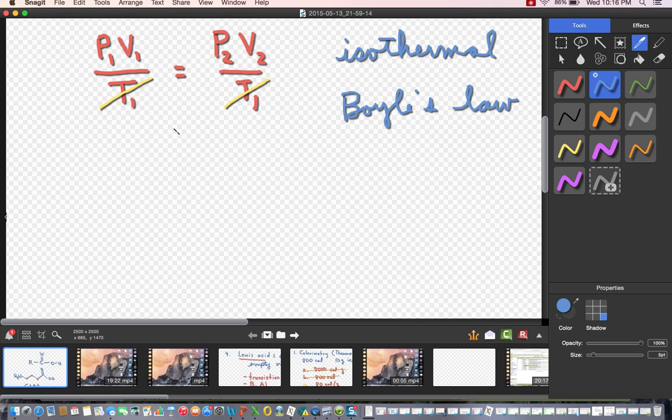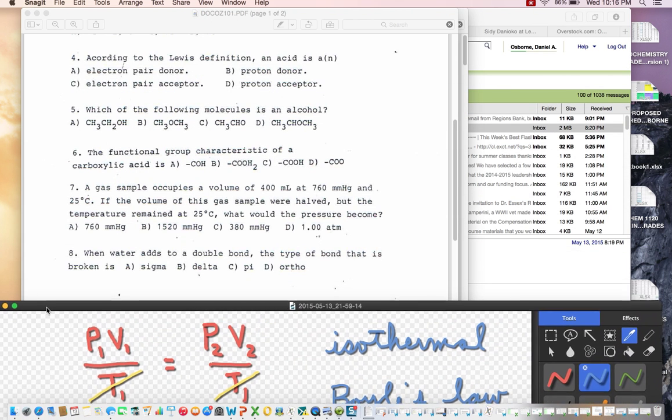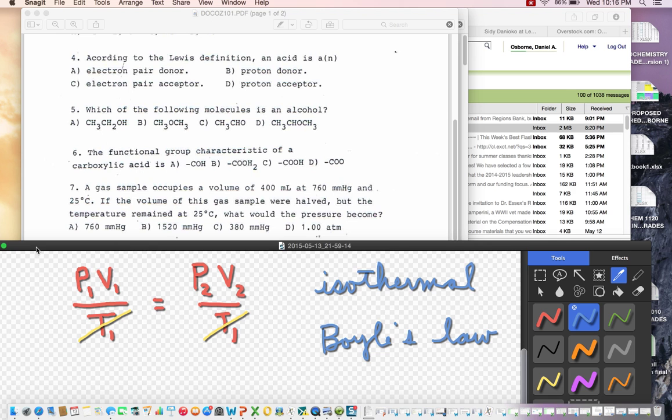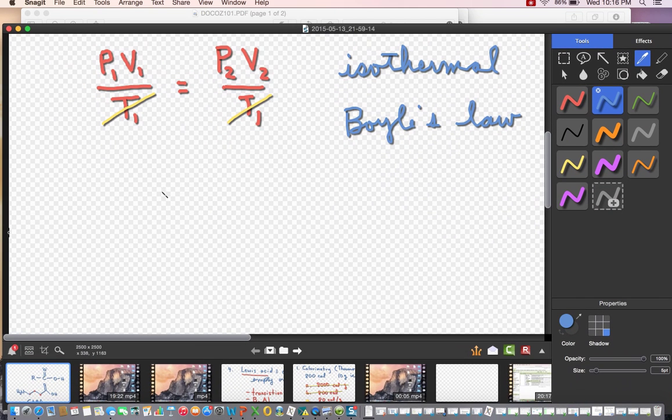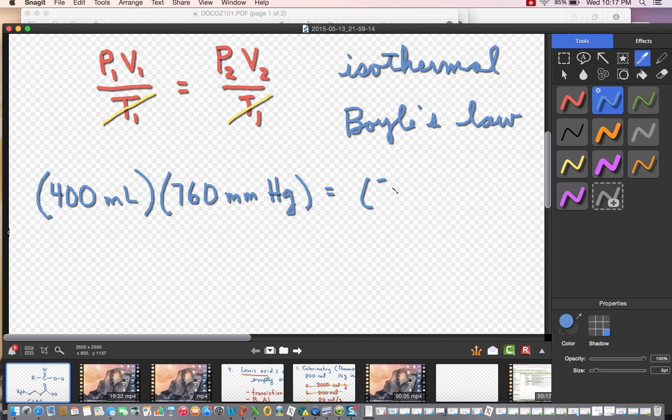Now, let's go back and look at the initial question, if you will. We have a volume of 400 milliliters and a pressure of 760 millimeters of mercury, and then the volume is going to be halved. So I could go ahead and take those values, 400 milliliters times 760 millimeters of mercury is equal to 200 milliliters times P2, and that's the variable that we're solving for in this particular problem.